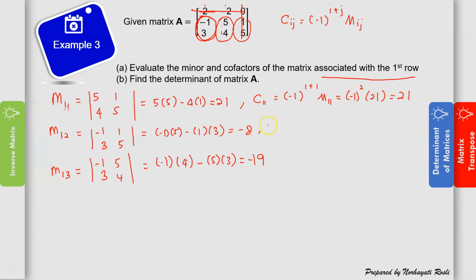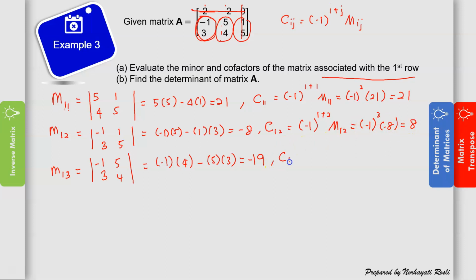And then for the second cofactor, which is C12, negative 1 power 1 plus 2 times M12, which is negative 1 power 3 times negative 8. This one gives a negative, times negative 8. So the answer is 8.